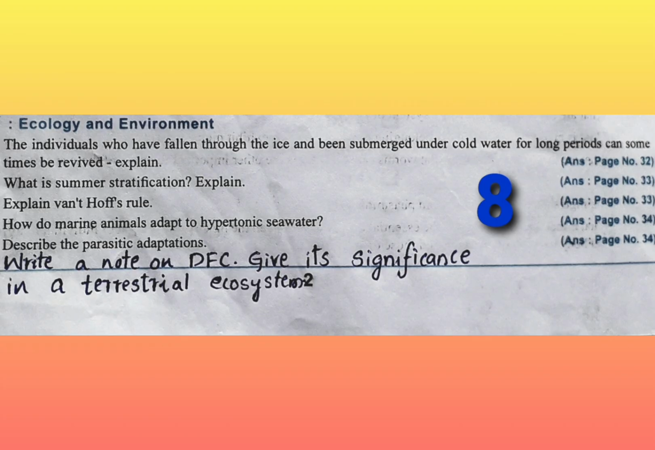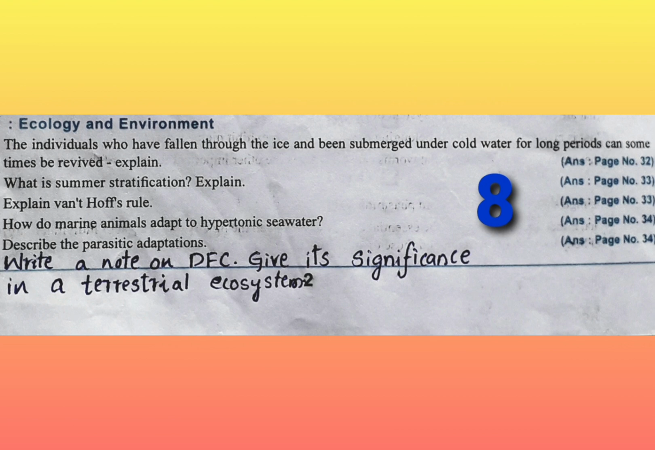Now, Ecology and Environment, 8th chapter. The individuals who have fallen through the ice and been submerged under cold water for long periods can sometimes be revived. Explain. Next question. What is summer stratification? Explain. Explain Van't Hoff's rule.